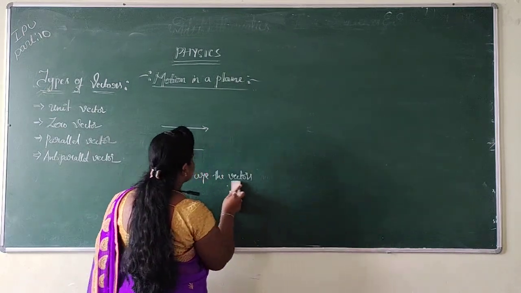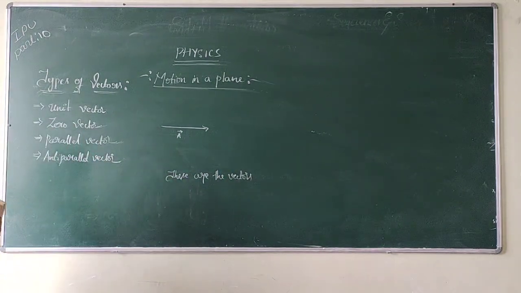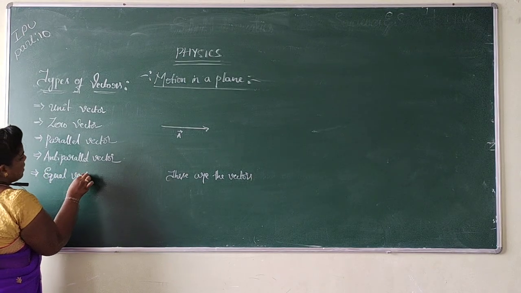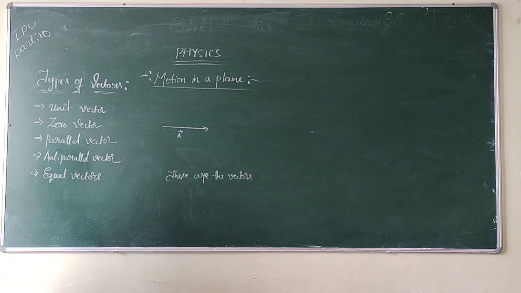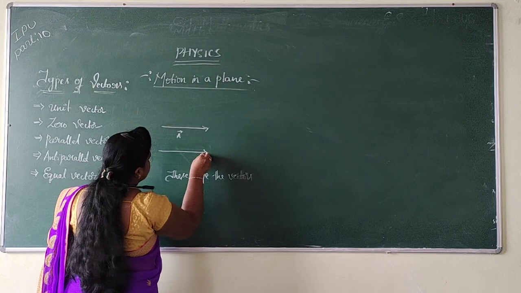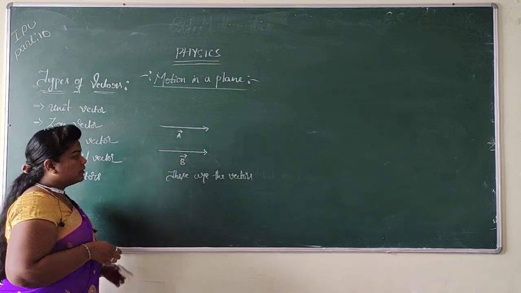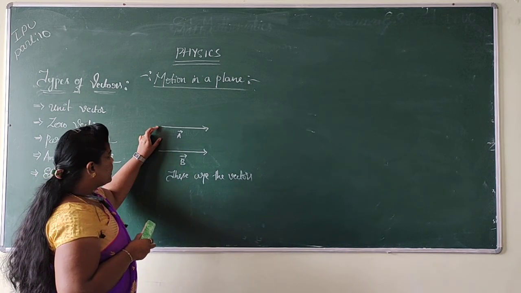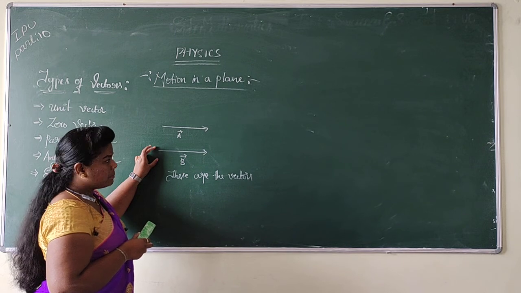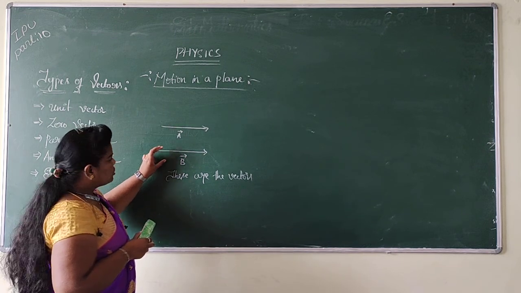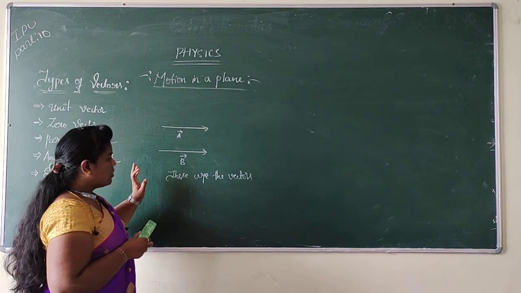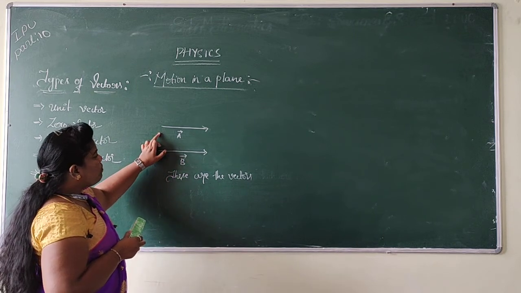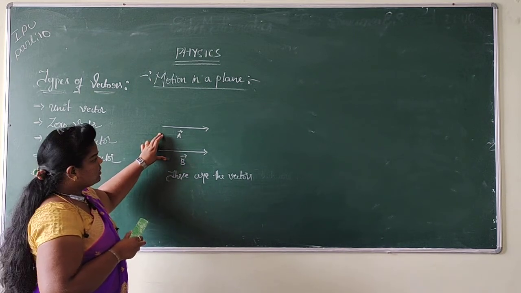Now let us see what equal vectors are. Dear students, observe carefully that I am writing two vectors here, vector A and vector B. The magnitude of vector A should be equal to the magnitude of vector B. The direction of vector A should be the same as the direction of vector B. So vectors are said to be equal when both magnitude and direction are the same.